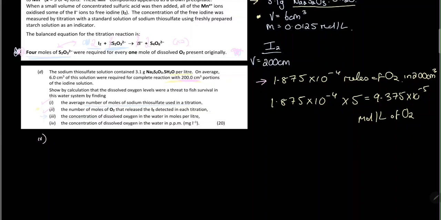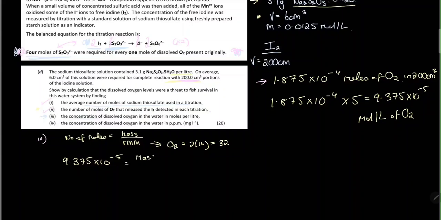So I'm going to use this formula. Number of moles equals mass over relative molecular mass, which will be the oxygen, which is 2 times 16, which is 32. So the number of moles we have is 9.375 by 10 to the minus 5 moles of oxygen in the water sample.